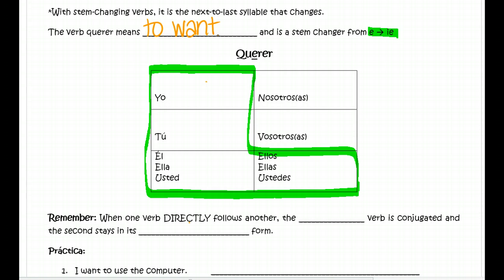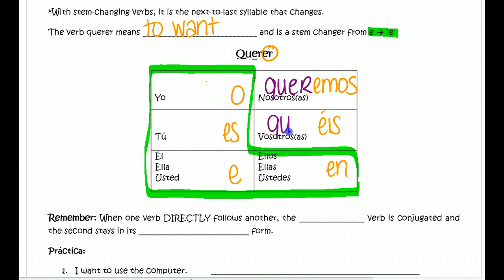So let's go ahead and start conjugating querer. First thing, we have to know the ending, and the ending is ER. So this verb is going to have the regular ER endings: o, es, e, emos, éis, and en. And then let's start with the two forms that are normal. We're going to take the normal stem and we're just going to add it to the ending. So queremos and queréis.